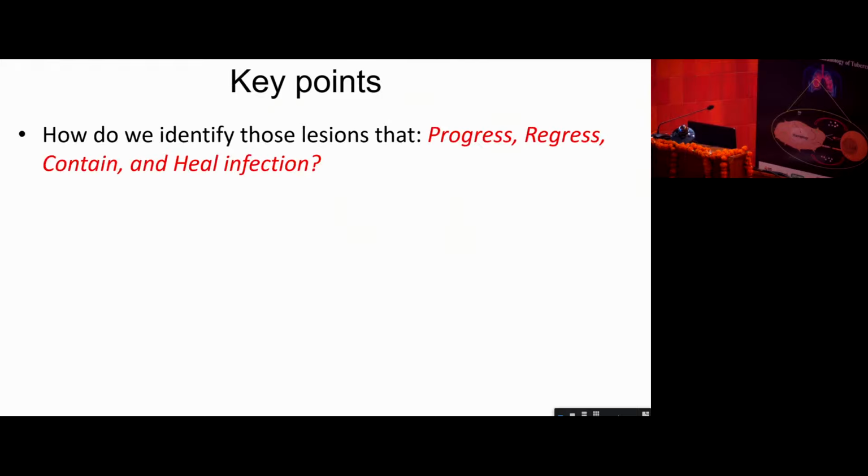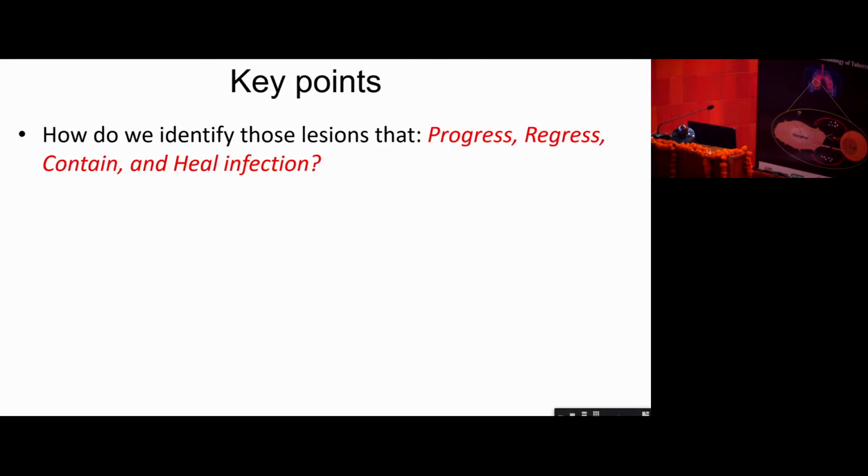Okay, so the take-home message is, the question is, how do we identify those lesions that progress, regress, contain, and heal infection? What are the cellular features of those lesions? What are the genetic features of those lesions? If you look at the latent lung, as has been described in the 1920s and 30s, you might see evidence of a necrotic lesion and even a calcified lesion, but you might see those same types of lesion in an active TB lesion.